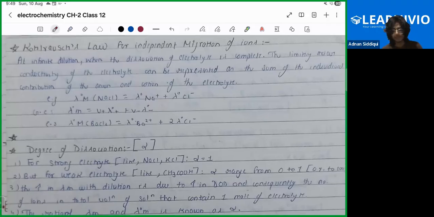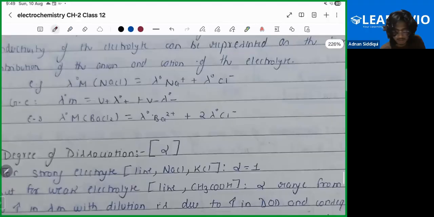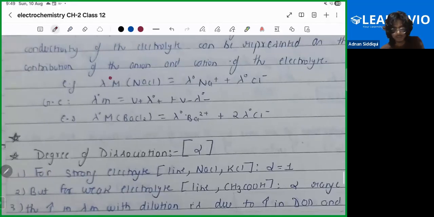For example, if you have to calculate the limiting molar conductance of NaCl, this circle symbol indicates that we are talking about infinite dilution. It is simply the limiting molar conductance of your cation plus anion. That's it. The general equation is that the limiting molar conductance is going to be that of your cation and anion. For example, if you are talking about BaCl2, then what are you going to observe? Ba2+ and Cl-, and how many Cl do you have? 2. So this is how you are going to use your Kohlrausch law. Simple as that.